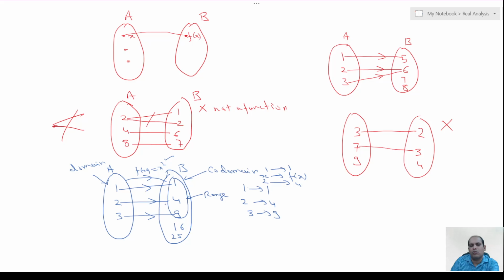So in some cases you may find that the image of elements of the domain may be the whole set B or a subset of B. This map is not onto. Why? Because 16 has no preimage. See, in this case, if 2 is mapped to 4, then we call 4 the image of 2, and 2 the preimage of 4. This is the notation we will use in general. 16 has no preimage, so this map is not onto.